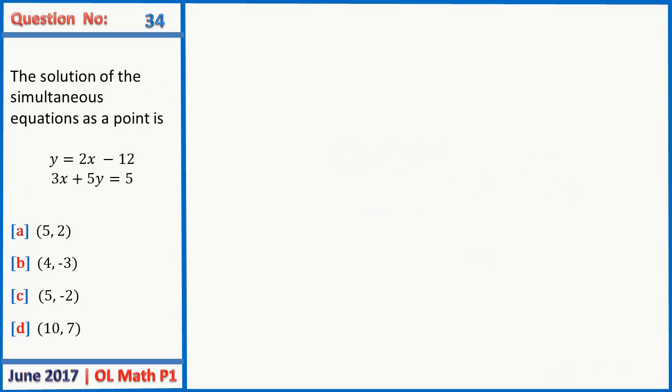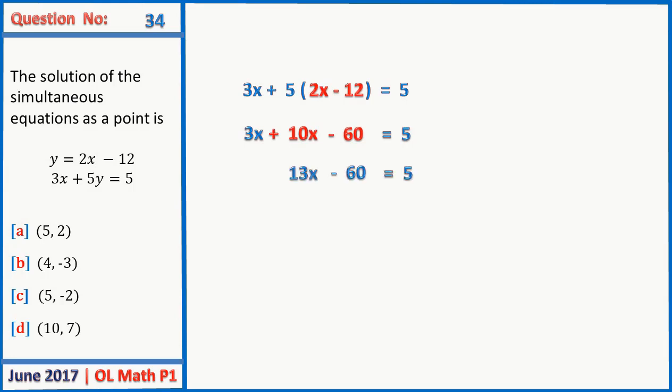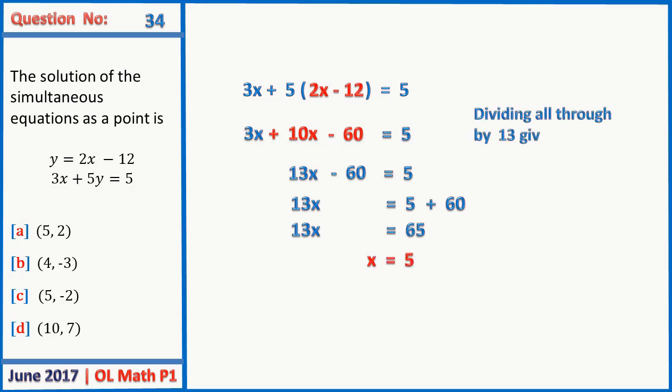Question number 34. The solution of the simultaneous equations as a point is given as. Here we can just use substitution because y has been given as the subject of the formula in equation 1. So we just substitute equation 1 into equation 2, and we will have 3x plus 5, but y now is 2x minus 12. We open out the brackets, 10x minus 60 equals 5. Bring like terms together, 13x minus 60 equals 5. 13x will be equal to 5 plus 60, which gives us 65, and x will be equal to 5, dividing both sides by 13.